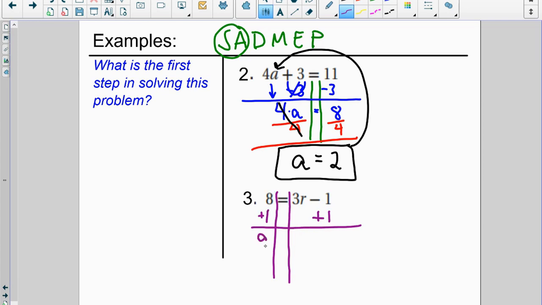Well, 8 plus 1 is 9. The negative 1 plus 1 is 0. And I still have the 3r. Remember that 3r is the same as 3 times r. So we want to undo multiplication by dividing. 3 divided by 3 is 1. 9 divided by 3 is 3. R equals 3 is our solution. Then again, you can always check your answer by plugging in 3 in the place of r in the equation. 3 times 3 is 9, and 9 minus 1 is 8.